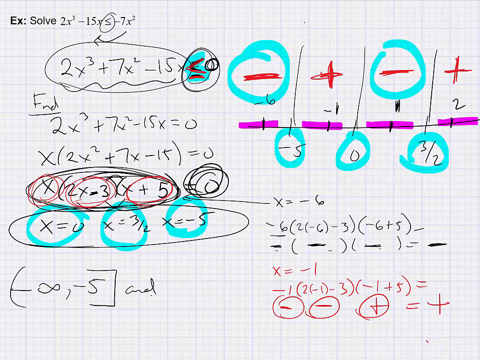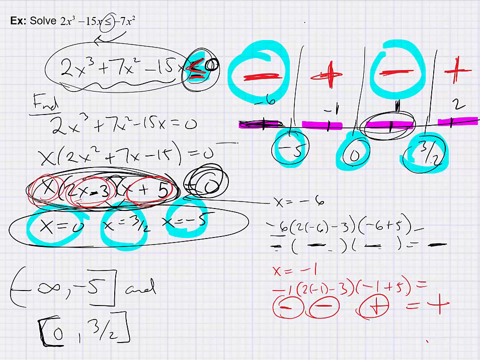And I also want 0 to 3 halves, but I want to include each of those as well, because again, I want them to be equal to 0. So I want everything inside here plus this and this. I want everything inside here plus this up to negative infinity.